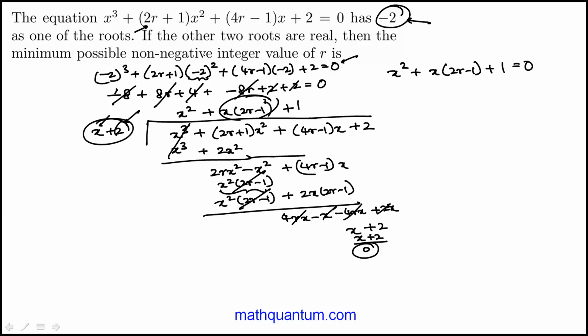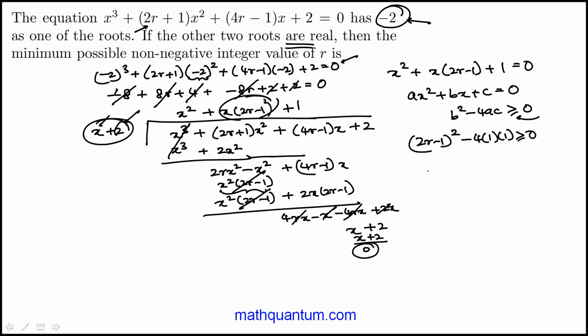Now the condition is that they need to be real. And so if I know my general quadratic, the condition is that the discriminant b squared minus 4ac has to be greater than or equal to 0. Equal would be when the two roots are identical. So we apply that here. B is 2r minus 1, and then a is 1, c is 1. That's the condition.